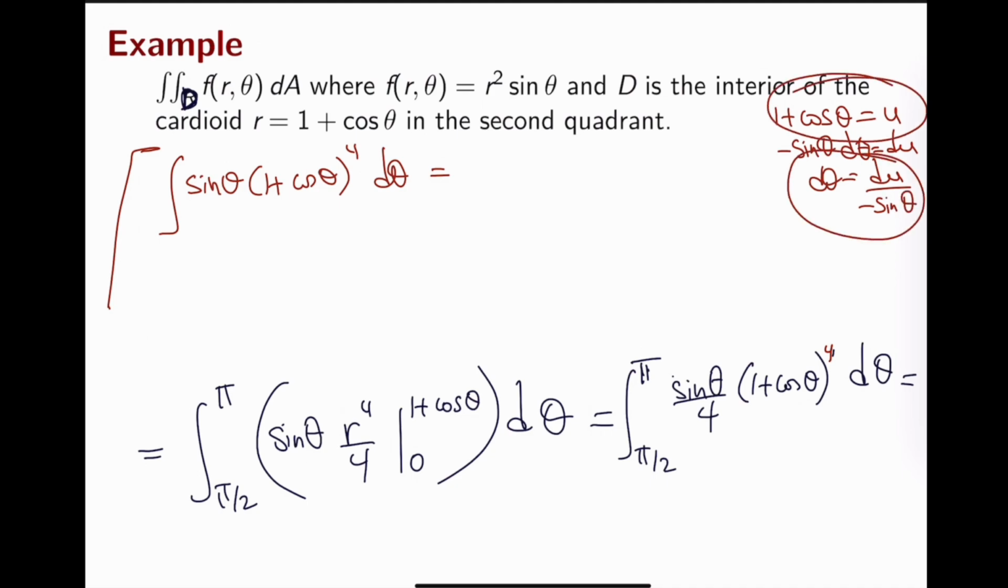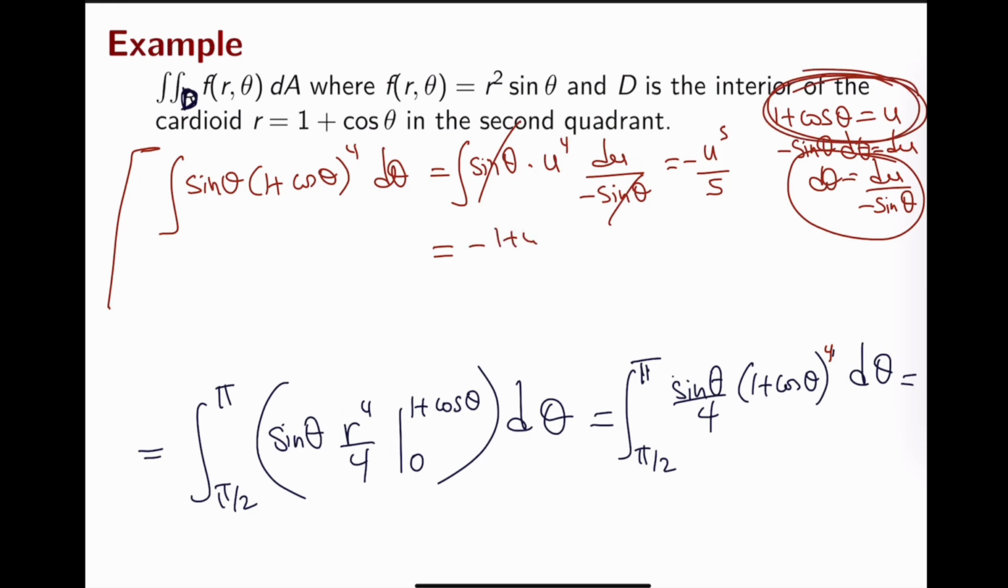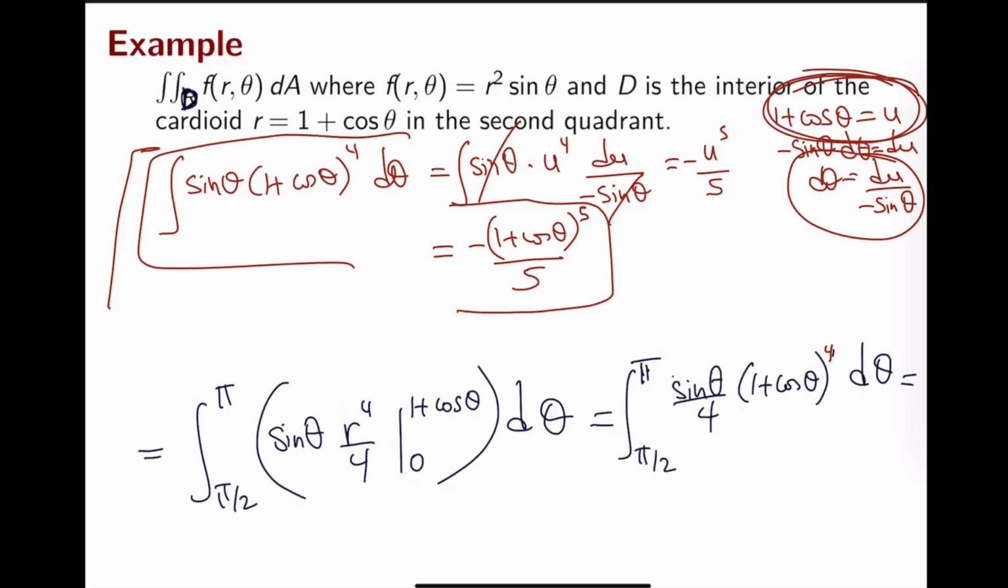I have the du and I have the change of variable. I come here with those things, and the result will be the integral of sine times (1 plus cosine) to the 4th power, which is just u to the 4th power, and the d theta is just du over minus sine. And now this cancels with this, and this is just the integral of minus u to the 4, which is minus u to the 5 divided by 5, and doing the change of variable, this is minus (1 plus cosine) to the 5th power divided by 5. So we got that the primitive of this function is this.